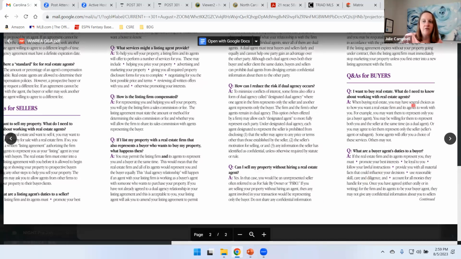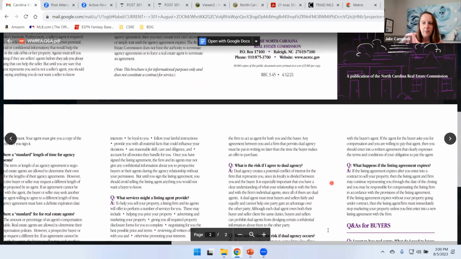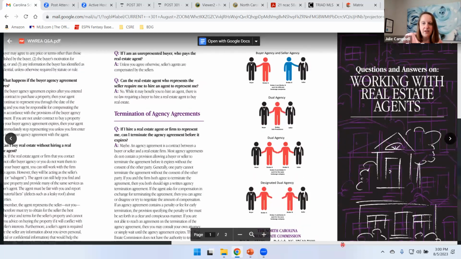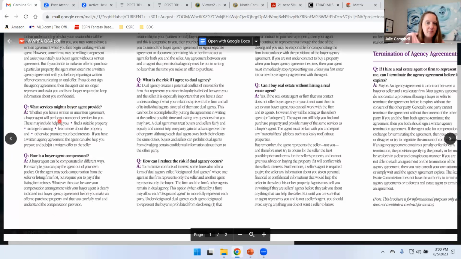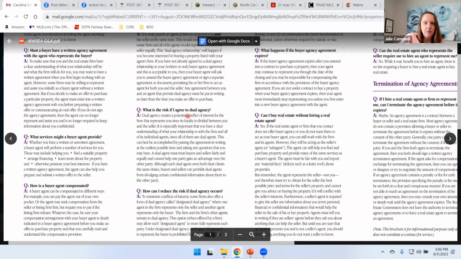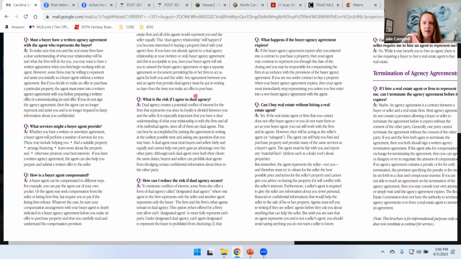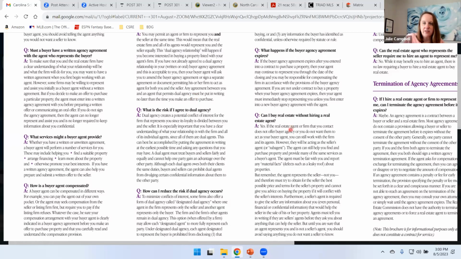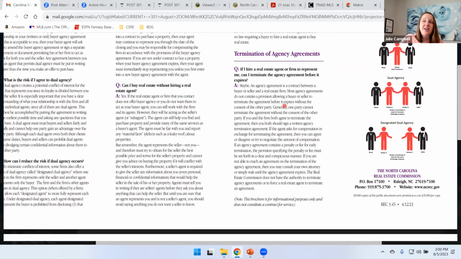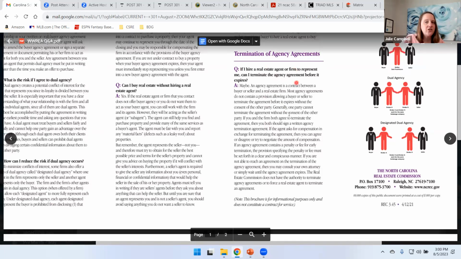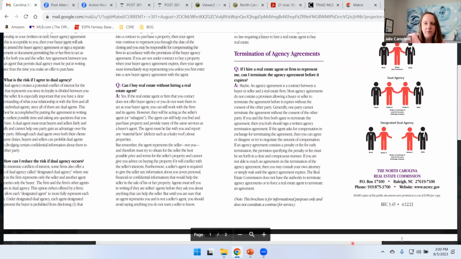Then it comes with a Q&A for buyers. I want to buy real estate, what do I need to know? What are buyer's agents' duties? And then we go back up to the second page of the brochure. What services might a buyer agent provide? What is the risk if I do dual agency? We address dual agency with both buyers and sellers. Can I buy real estate without hiring an agent? Yep, no requirement to do that. It also touches on the termination of the agency relationship with the consumer.